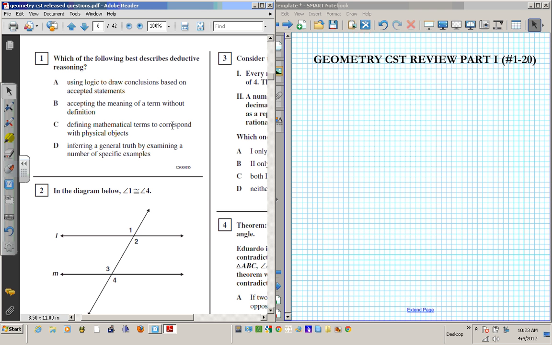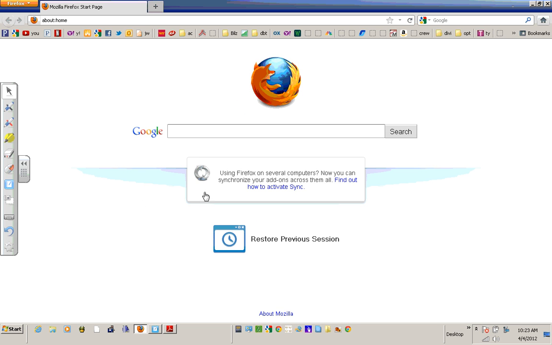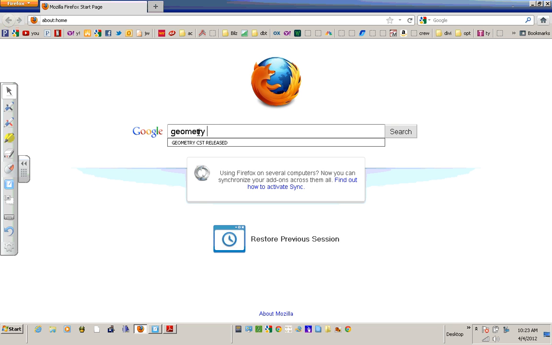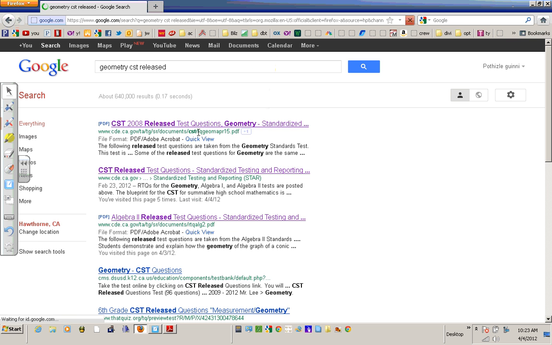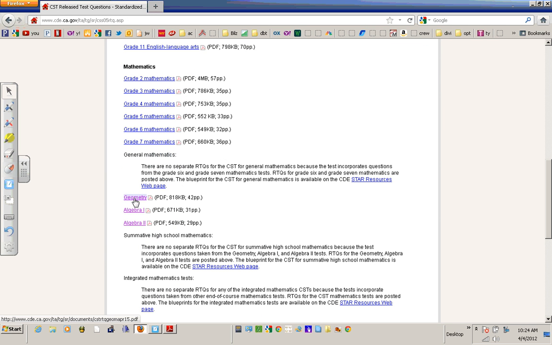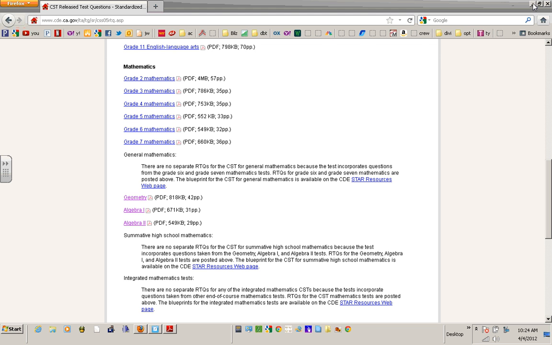Okay, so if you want to find this document, you can find it on the internet. Just go to Google and type in geometry CST released. Enter, and the second link will take you to the document where you have all the release questions, and then just scroll down to geometry, click on that, and that will give you the document that I'm going over today. You can print it and have the answers for additional practice.